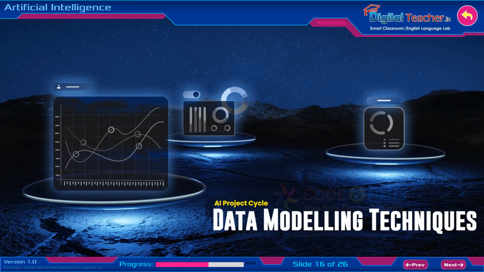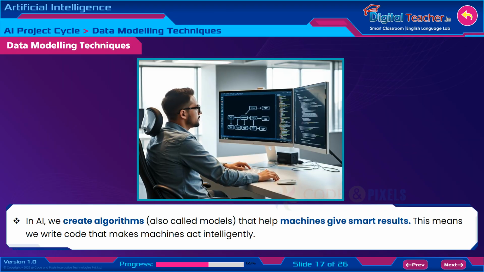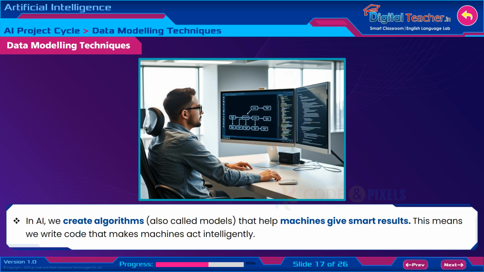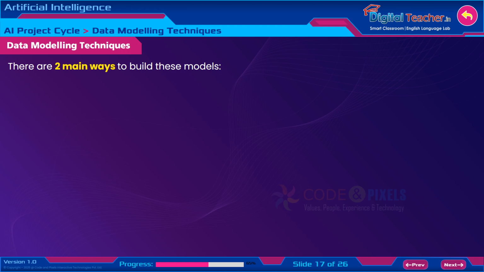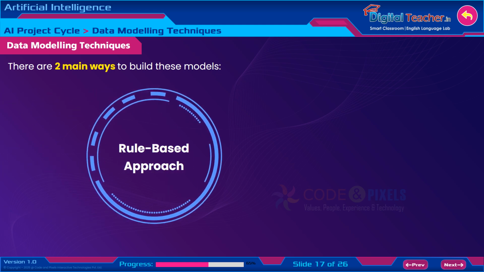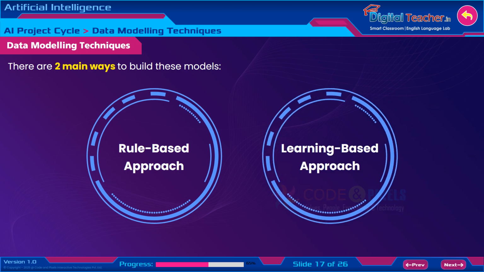Data modeling techniques. In artificial intelligence, we create algorithms that help machines give smart results. This means we write code that makes machines act intelligently. There are two main ways to build these models: rule-based approach, learning-based approach.